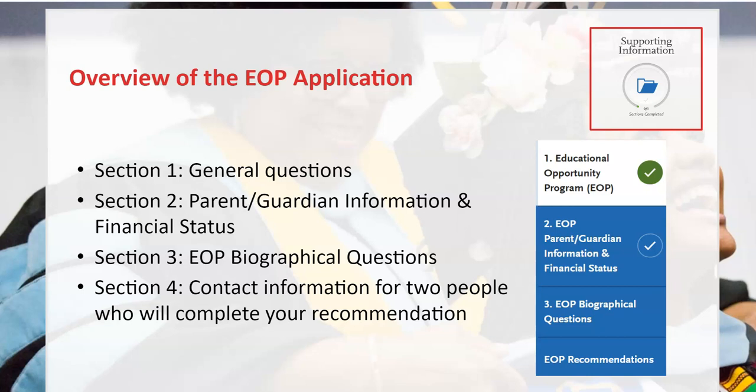There's some general questions, some biographical questions. I'll ask some questions about your parents' financial status. And then you'll need two letters of recommendation. You'll enter their information and I'll send them a survey. If you don't want to apply for EOP, you can just select not interested and it will close this quadrant back. You don't have to have this part done prior to November 30th, but we encourage you to do so.